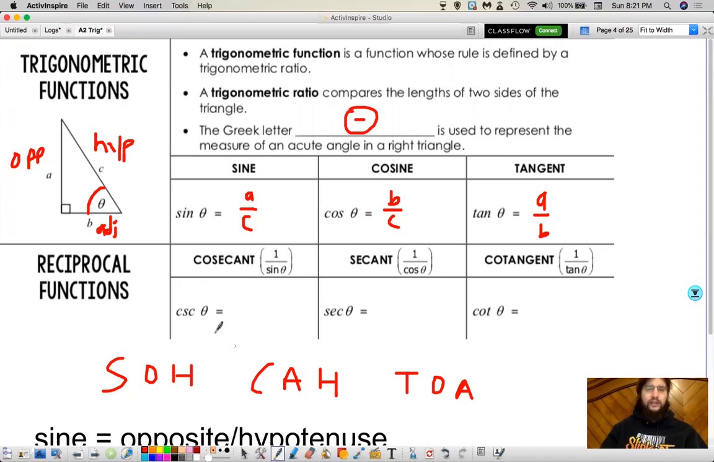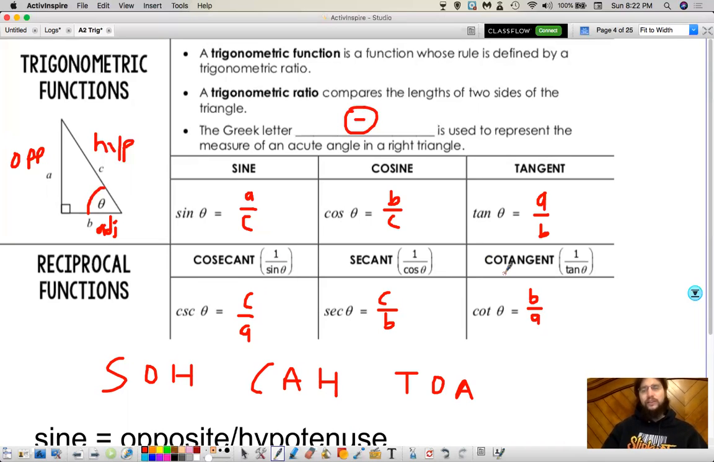Reciprocate those, and you get your co-function, your reciprocal functions. Hey, it's in the name. So 1 over sine, if you take 1 over A over C, it just flips it, inverting it, reciprocating it. C over A. That looks like a 4. C over B, and B over A.